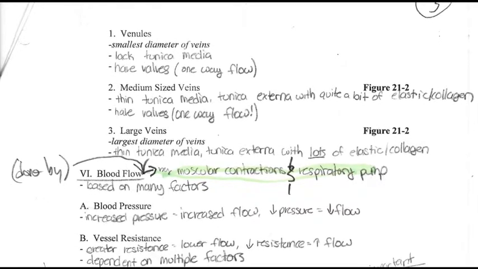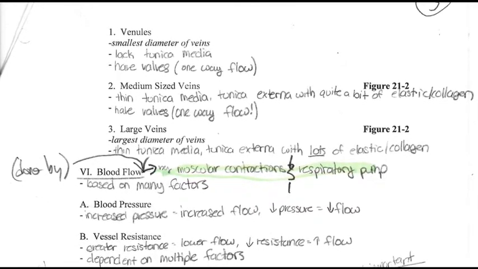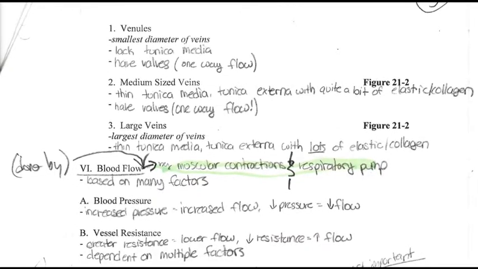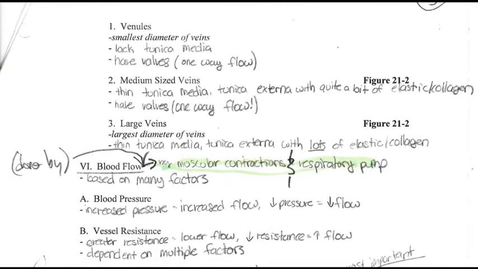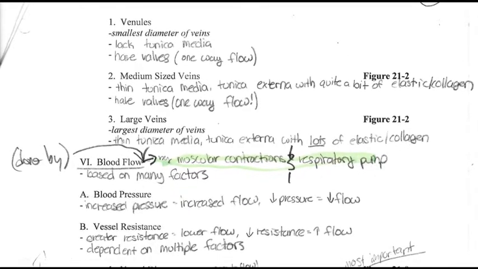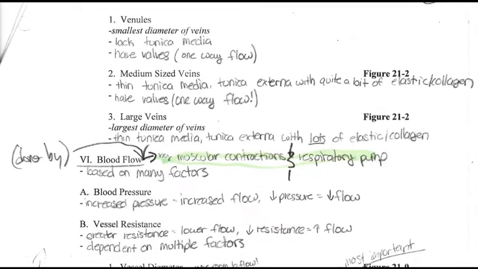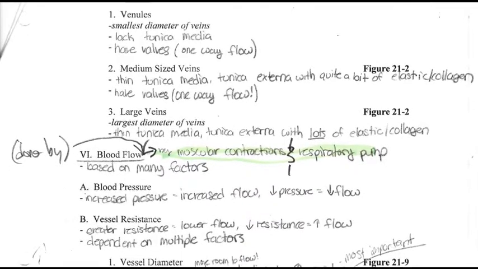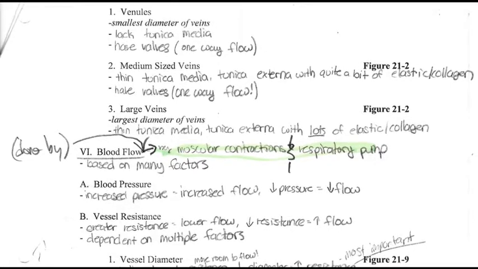Medium-sized veins. In medium-sized veins, a thin tunica media is present and a tunica externa with quite a bit of elastic and collagen fibers. Medium-sized veins also have valves to permit only a one-way flow.